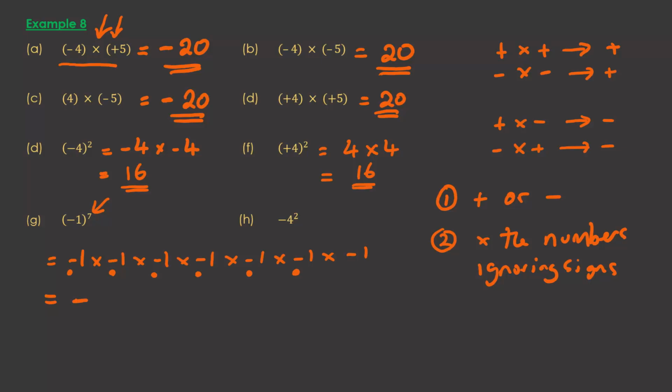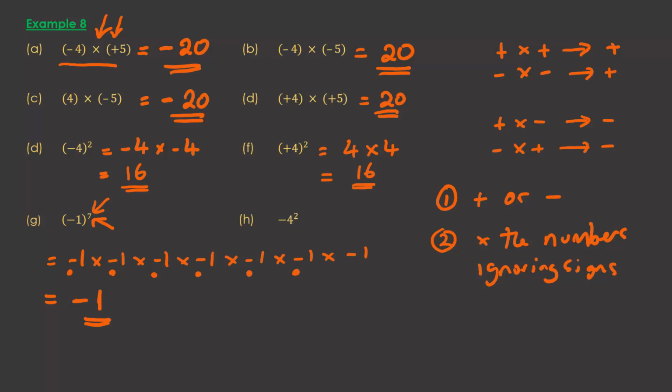A nice easy way to remember this is when you've got an odd number, there's always going to be one left over, which is going to make it negative. But if you have an even index, then the negatives will just cancel each other out, and the answer will end up being positive. And then all we need to do is 1 times 1 times 1 times 1 times 7 times, and of course it's just 1.